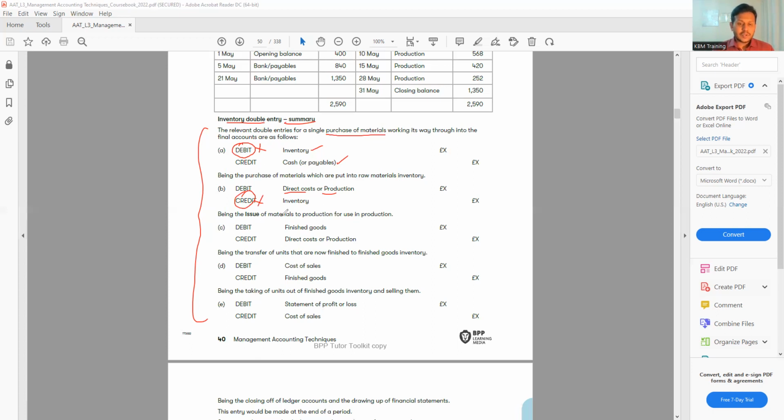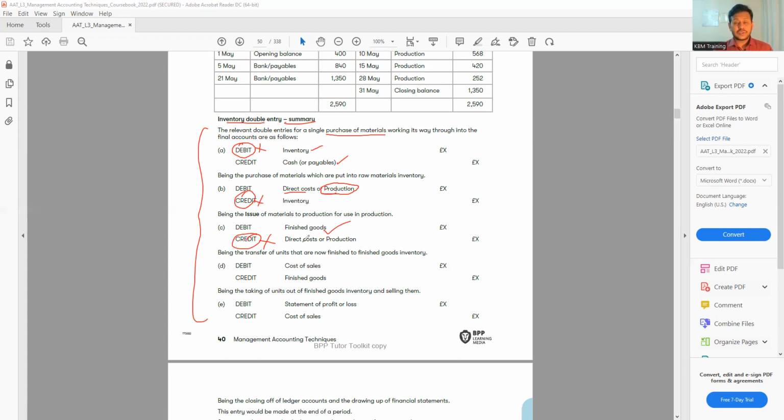Then what is the next step? This production will be finished one day, and from the production, the finished goods will come. It will start processing, and the finished good, the complete unit, will come. So finished goods will be debit, and production will be credit because production will be gone. There is no more production because it has come as finished goods. This is the transfer of units that are now finished to the finished goods inventory.